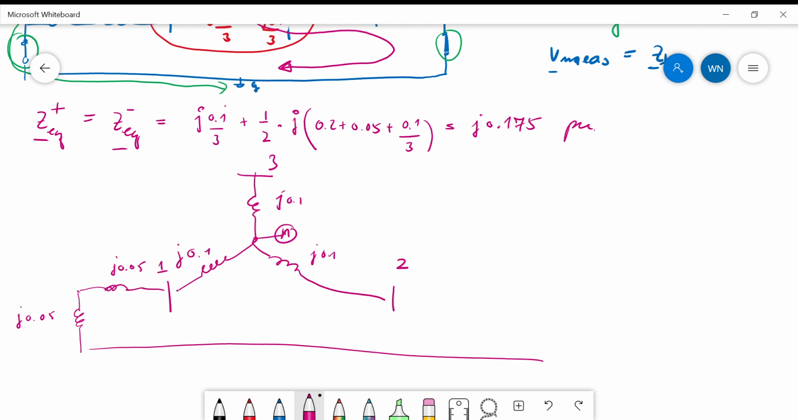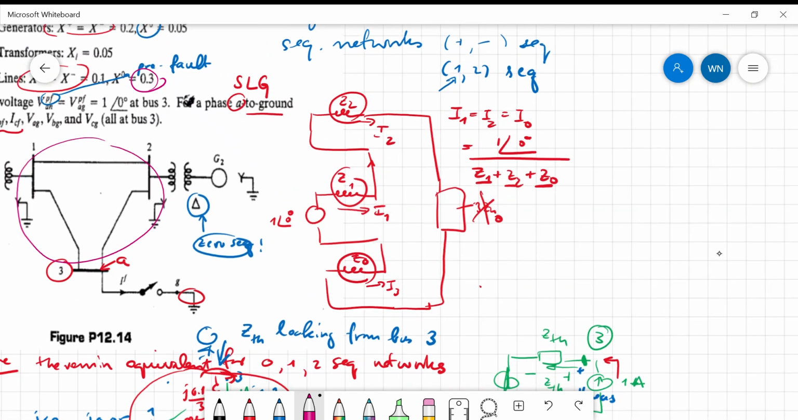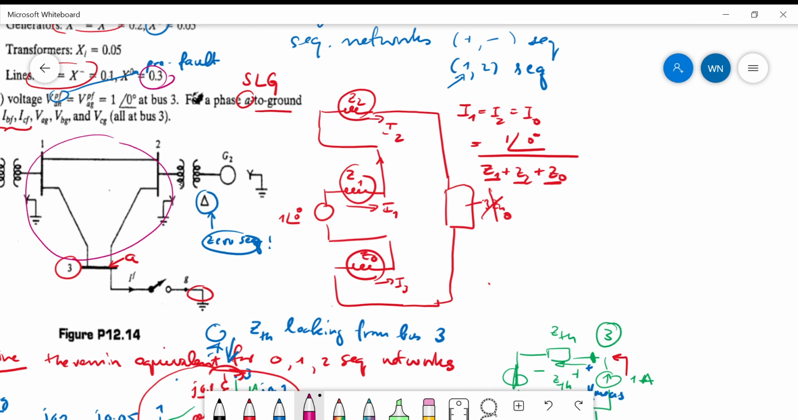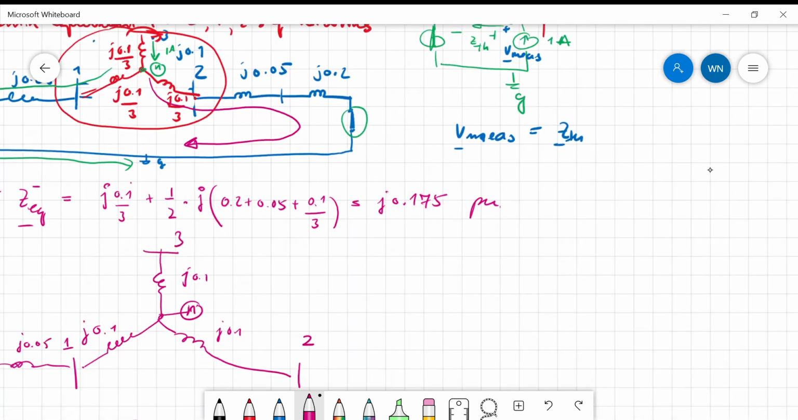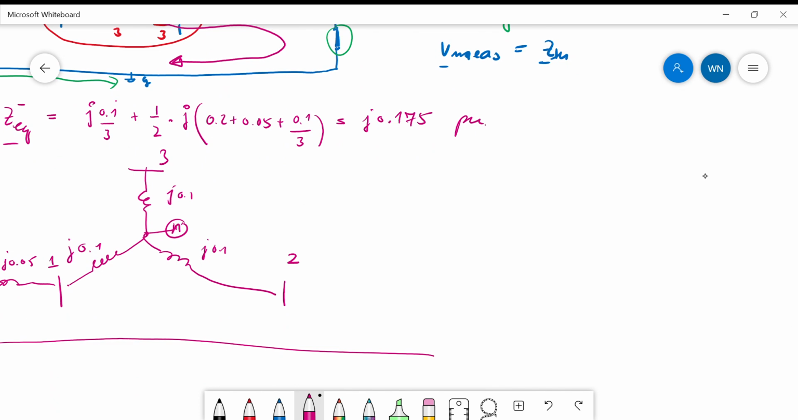From bus 2, what you can see is that the transformer is on this side, the primary side. This is 0.05 in this case, and on this side it is a delta, right? So for zero sequence, you don't have the voltage source, and this is connected to the ground. This is open due to the delta on this side.